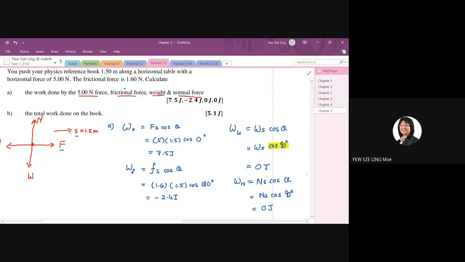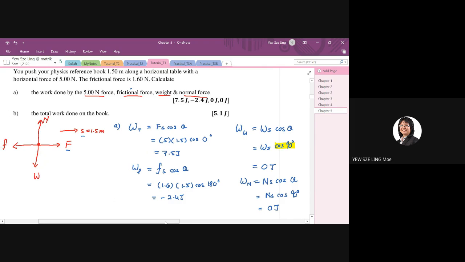So in the exam, you just have to show cos 90, then straight away equals to 0. Then that is enough. You need to show cos 90. You cannot straight away give 0 joule, because cos 90, actually, I think it's worth 1 mark if I'm not mistaken, in your exam.